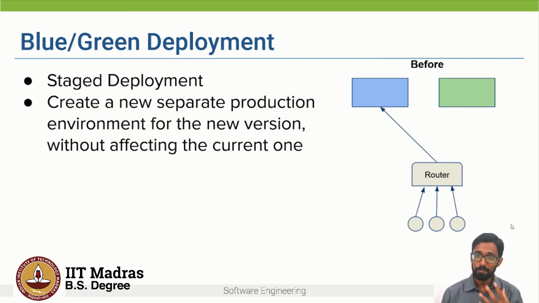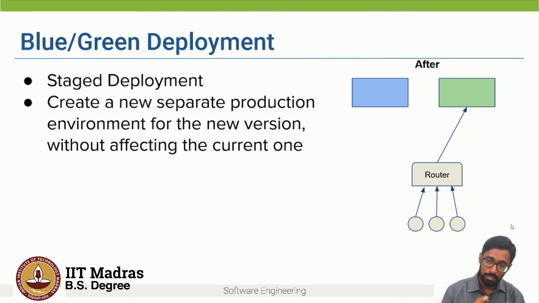Now, after sufficient integration testing and other types of testing is done, users are routed from the blue environment to the green environment. A router takes care that all the users are now rerouted to the new production environment, which is the green environment. Now all the incoming requests go to the green environment, and the blue environment is idle.